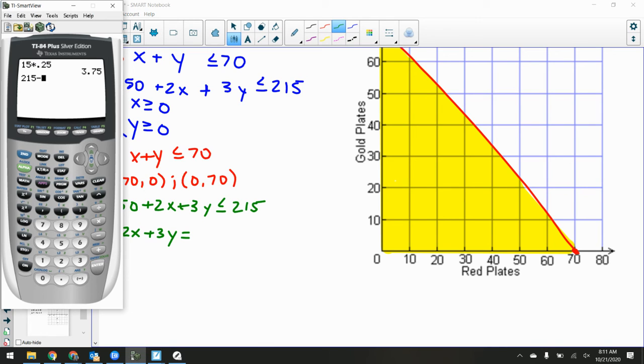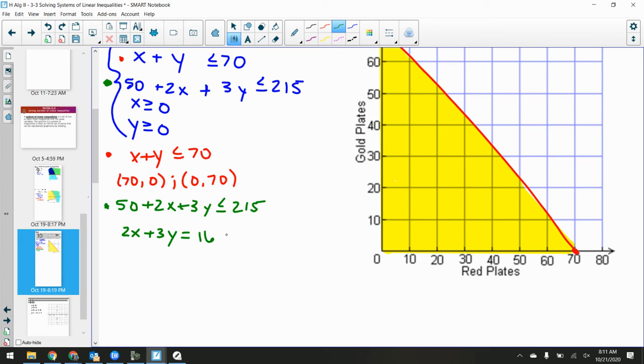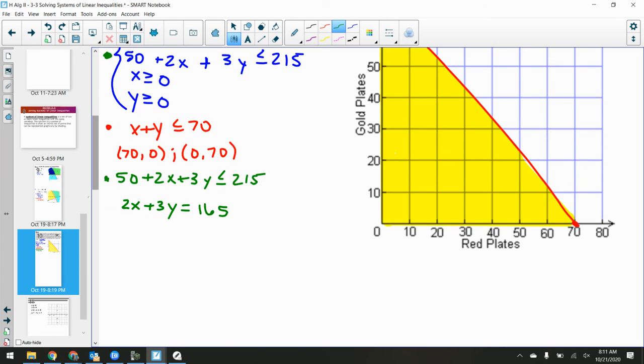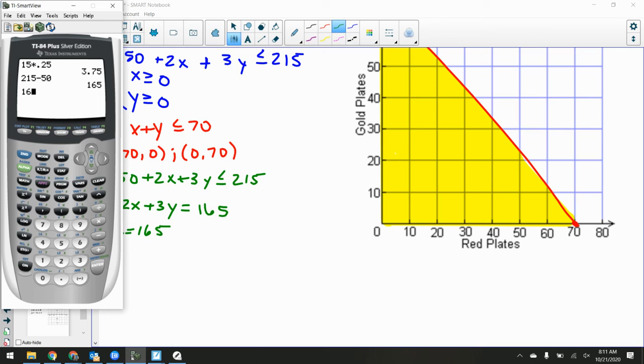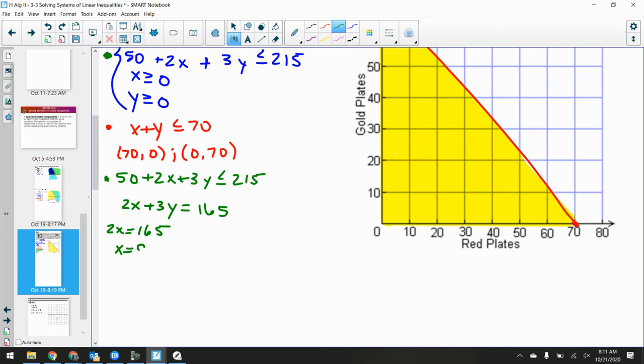215 minus 50. 165? I thought so. 165. And I'm going to solve that for my intercepts, okay? So if I plug in 0 for y, I get 2x is equal to 165. So I divide 165 by 2, and I get 82 and a half. X is 82 and a half. So that means I've got 82.5, 0, right?